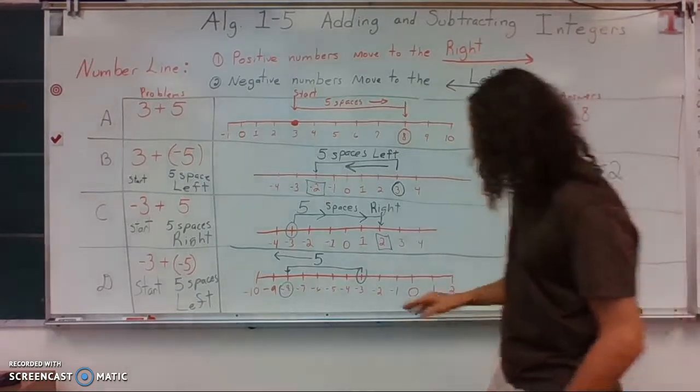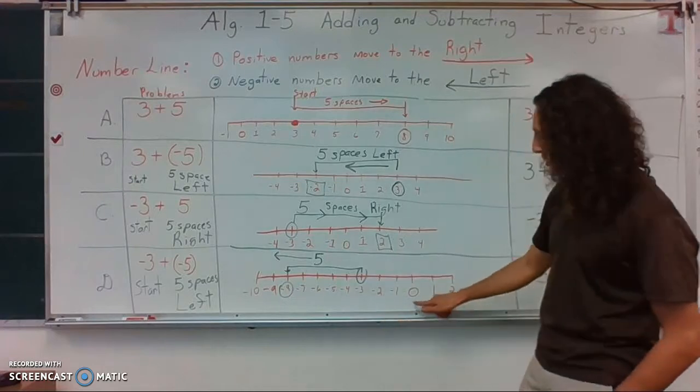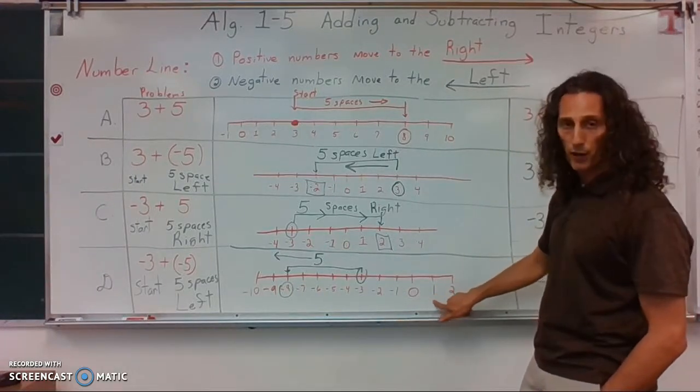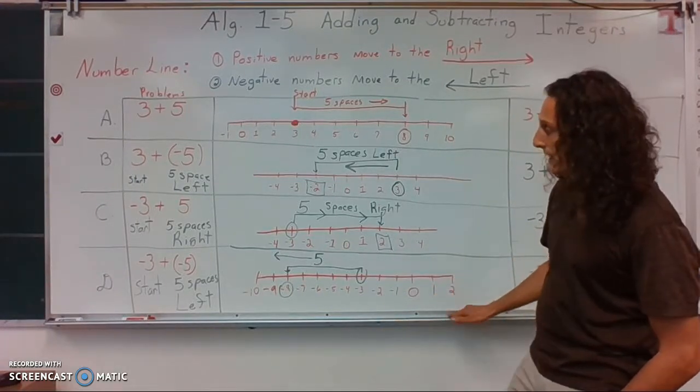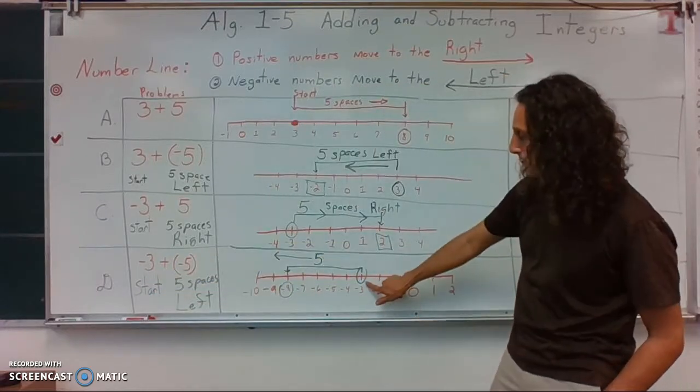Now down here, if you look at my number line, I have a lot of negatives, and I put 0 and just a couple positives way over here. So, again, where do I start? The first number, which is -3.